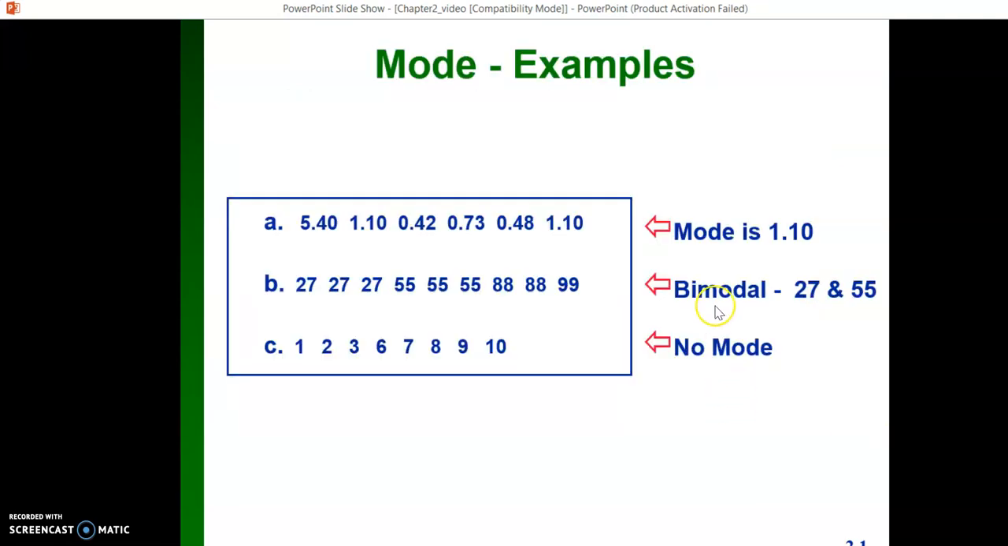Another example for 3 cases. In the first example, 1.10 appears 2 times, so that is your mode. In the second example, 27 appears 3 times, 55 also appears 3 times, 88 only 2 times. So we can say that's a bimodal case. 27 and 55 appear the same number of times, so there are 2 modes, 27 and 55. And in the last one, no numbers repeat. Because of that, there's no mode for this particular case.